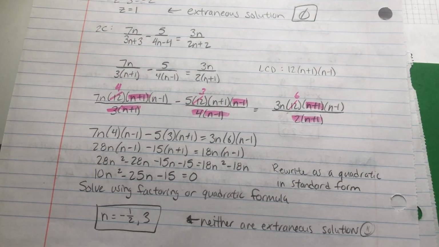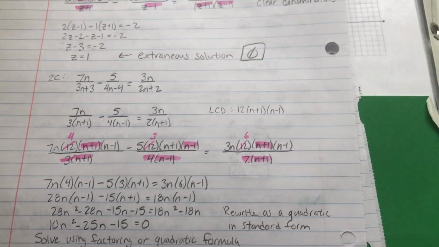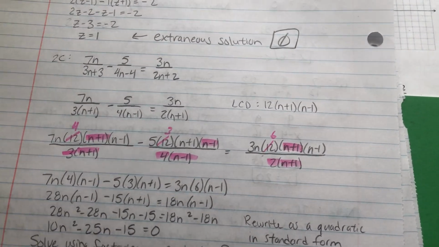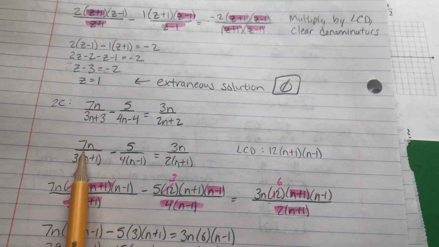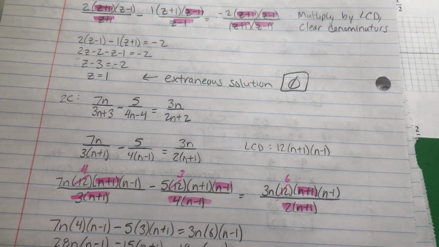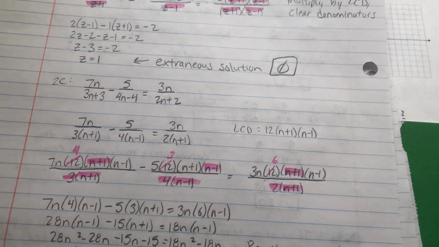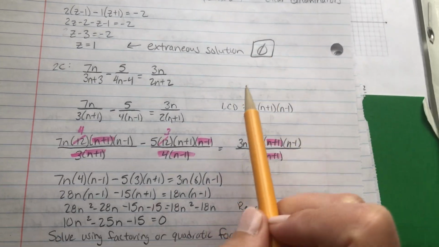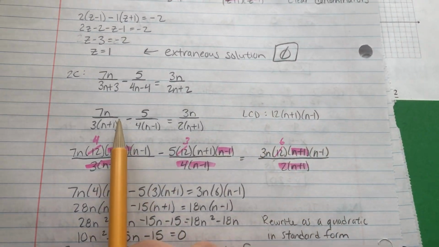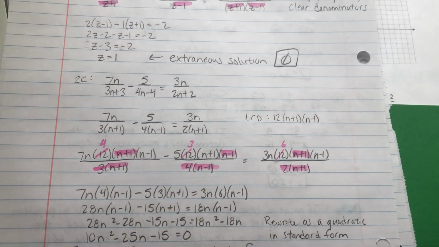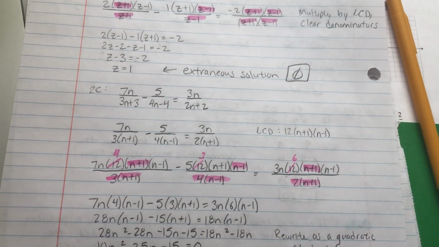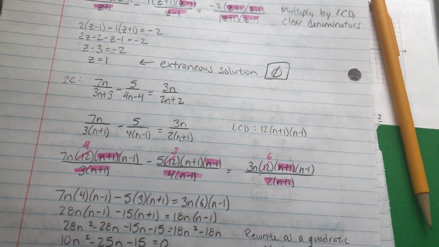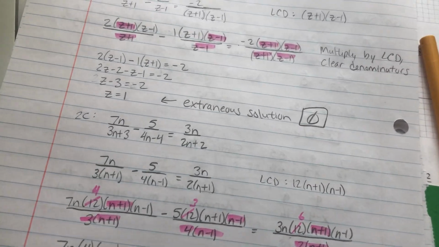And then we look at our denominators to find the least common denominator. We've got a 3, a 4, and a 2. The smallest number that 3, 4, and 2 all have in common is 12. Then I have an n plus 1, an n minus 1, and an n plus 1. That means that I need an n plus 1 and an n minus 1 in my least common denominator.